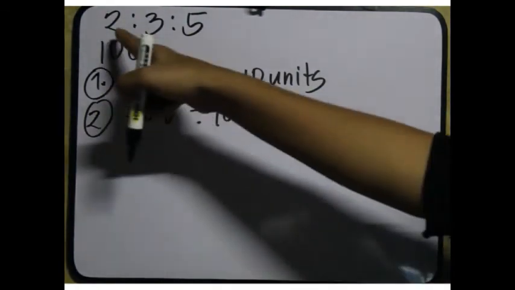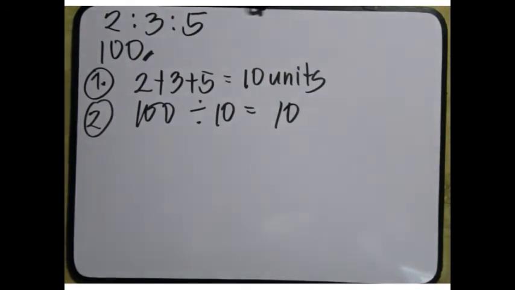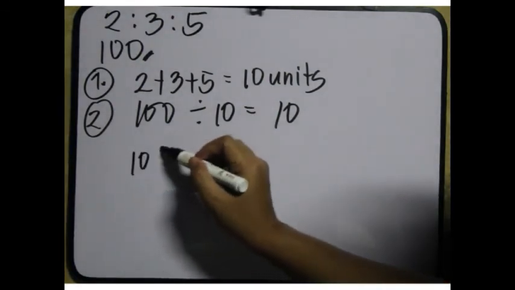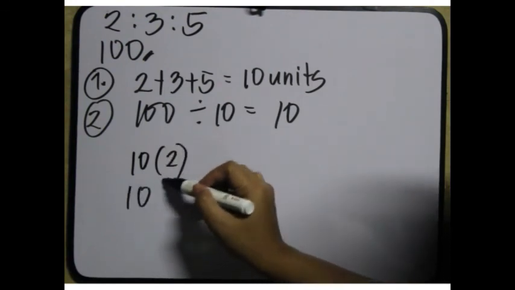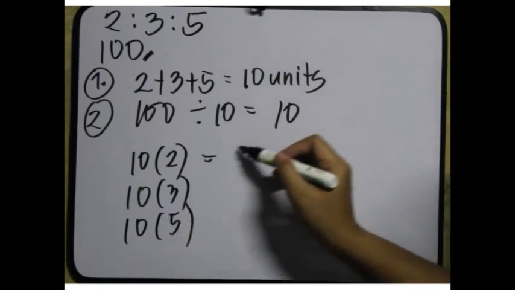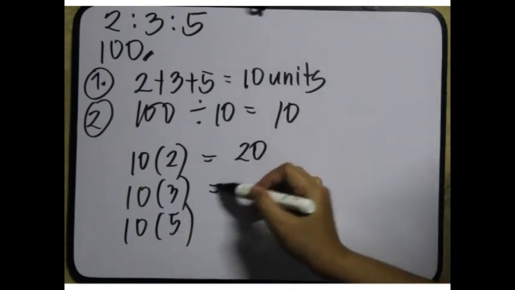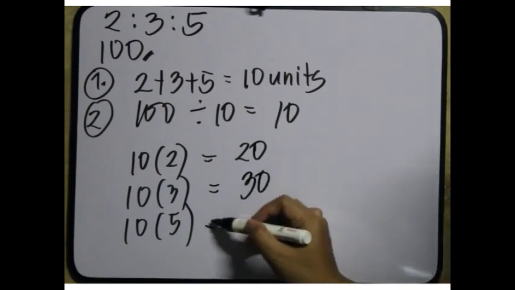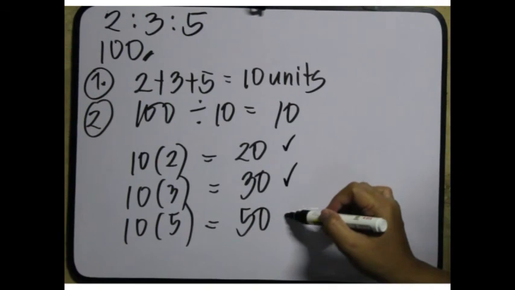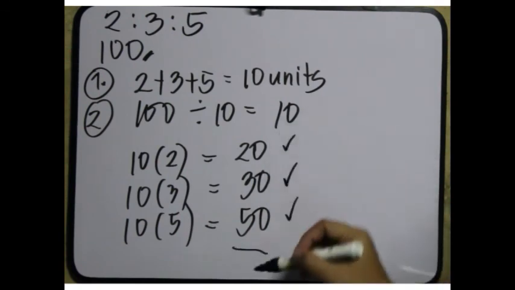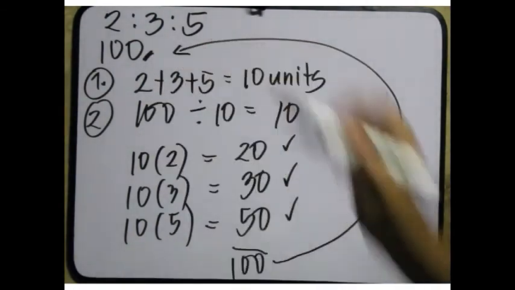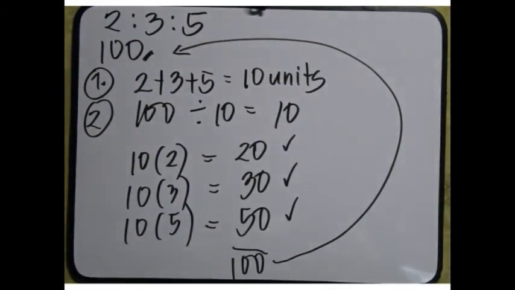Now, to get each part, we'll just multiply 10 by 2, 10 multiplied by 3, 10 multiplied by 5. 10 times 2 is 20. 10 times 3 is 30. 10 times 5 is 50. Okay, to make sure that our answer is correct, just add these 3 and we will get 100. That is equal to our given whole, which is also 100.